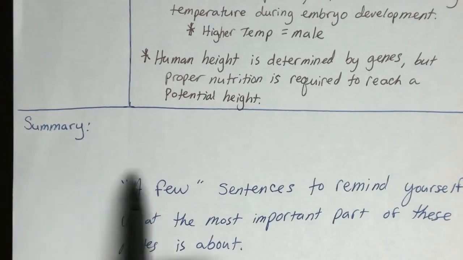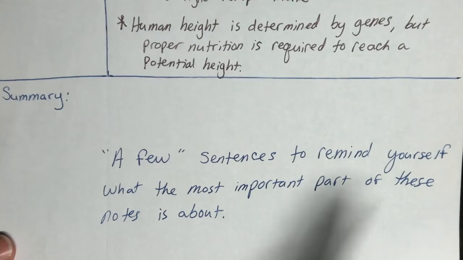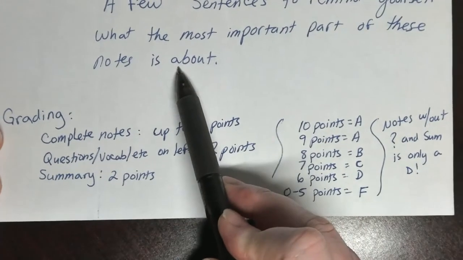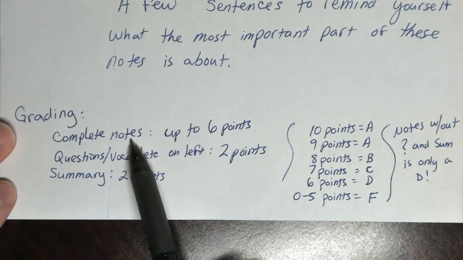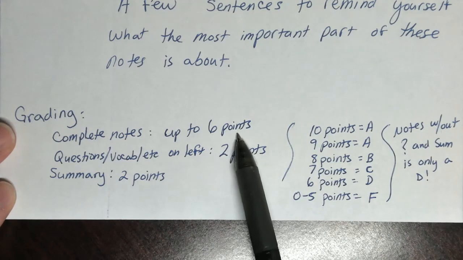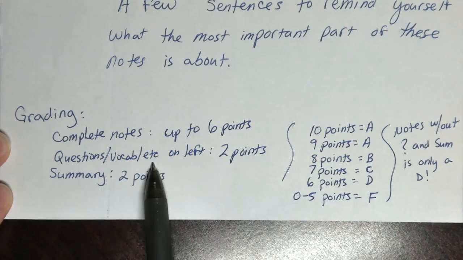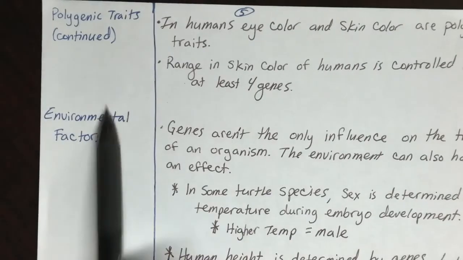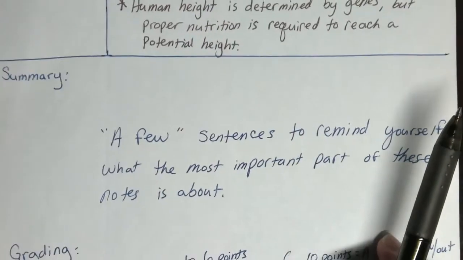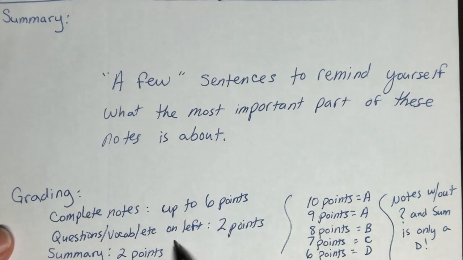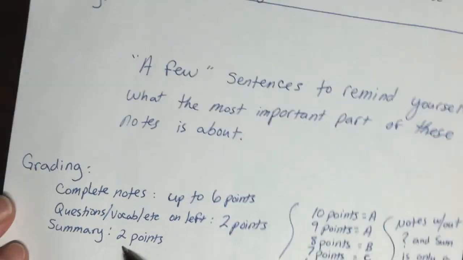And the summary. Go ahead and write your own few sentences to remind yourself what the most important part of these notes is about. And your grading, as I mentioned in class, if your notes are complete, you can get up to 6 points. If you're missing information, this number will go down for you. Questions, vocabulary, etc. on the left. So if you don't have this section filled in, you will lose points. If you did only some of your notes, then this will also go down accordingly because you will not have enough questions. If you don't write your own summary, or if your summary is not very good, you will lose points here as well.